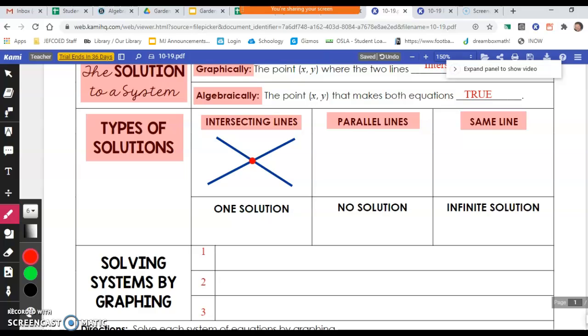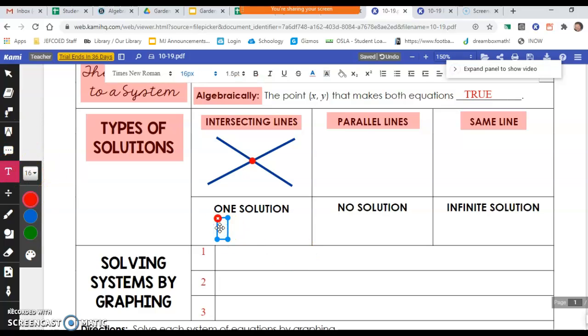Okay? Now, if lines are intersecting, they have one solution. One solution. What that means is there'll be one x value, and there will be one y value. That's the place where they intersect. Those two equations only have one solution where they will meet or they will intersect, and it will be at the point of intersecting.